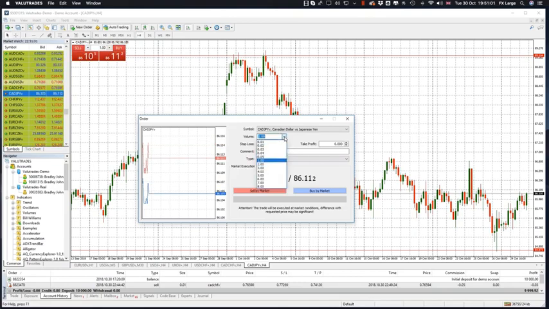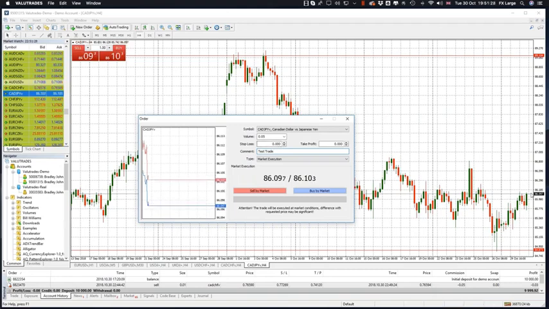Again, I want to be very careful with my lot size. So let's say we go this time at 0.05. I can put a comment in the comment box. And by the way, this is the only chance you're going to get to put a comment in if you like to do these sorts of things.